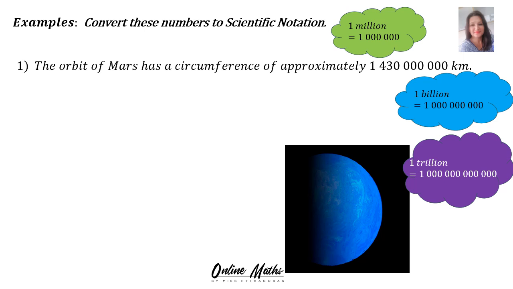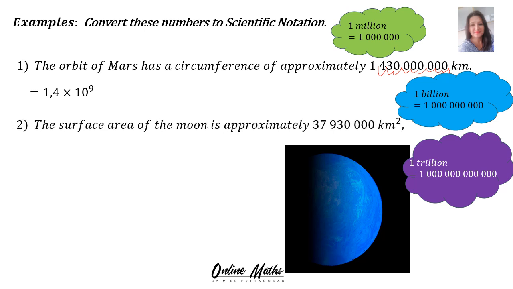Number 1. The orbit of Mars has a circumference of approximately, and that number you read as 1,430,000,000 kilometers. And when you write that in scientific notation, remember, you add your invisible comma and then you count 1, 2, 3, 4, 5, 6, 7, 8, 9. So the answer in scientific notation is 1,4 times 10 to the power of 9.